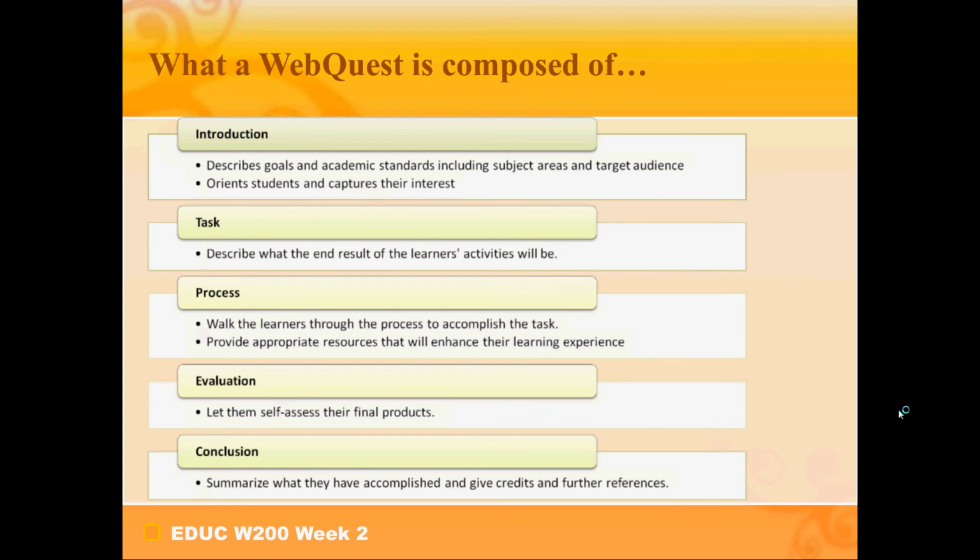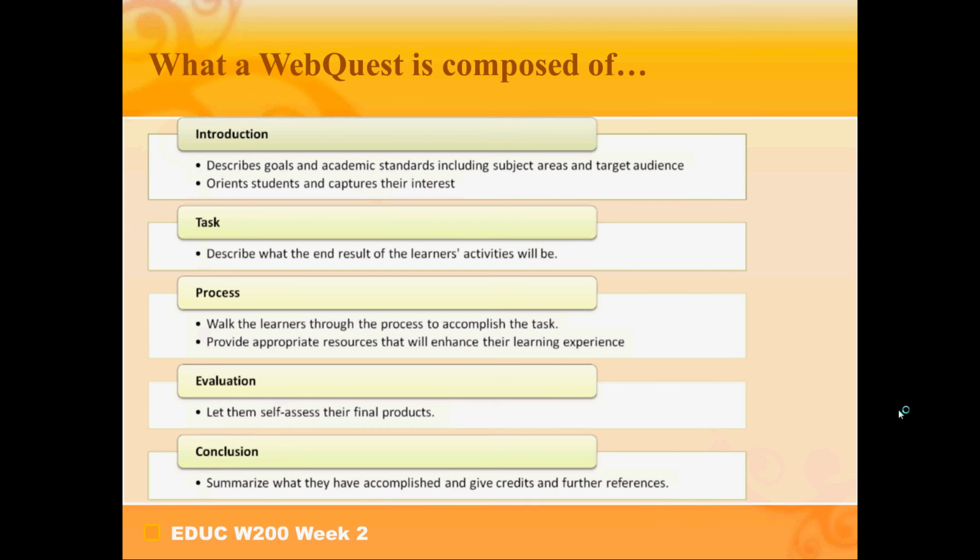A web quest is composed of 5 main points: the introduction, which is where you describe the goals, the academic standards, as well as the subject and target audience, and it tries to capture the student's interest. A task, where you describe what the end result of the learner's activity will be. By the end of this web quest, you will create a video. Process, where you walk the learners through the appropriate steps to accomplish the task.